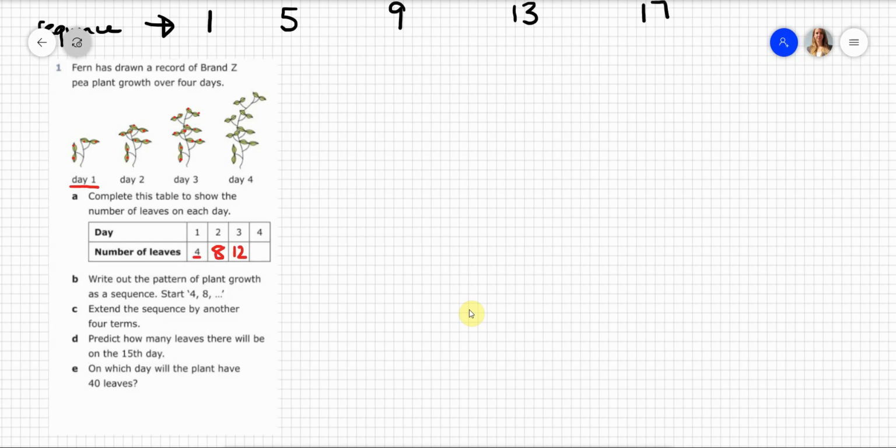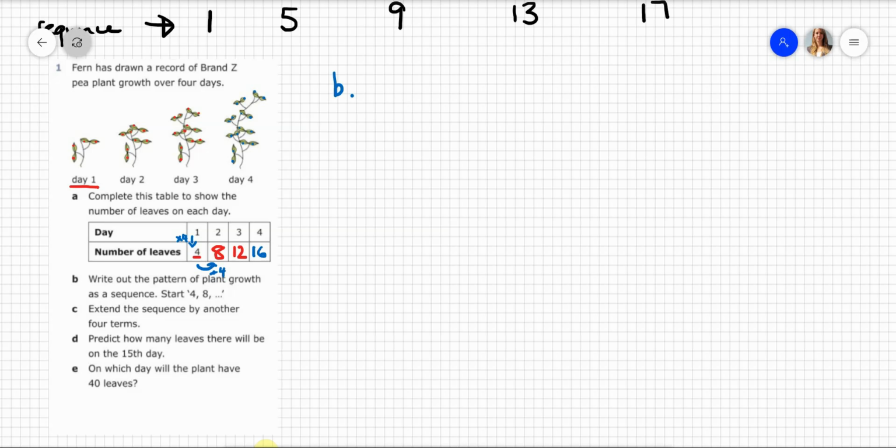Now, I am going to have a guess as to what number 4 is going to be. Because it looks to me like we take the day and we multiply it by 4, because 1 times 4 is 4, 2 times 4 is 8, 3 times 4 is 12. Or I can add 4 to each term. 4 plus 4 is 8, plus 4 again is 12. And so either way, I think this is going to be 16. 1, 2, 3, 4, 5, 6, 7, 8, 9, 10, 11, 12, 13, 14, 15, 16. And it is. So that is how we would complete the table for part A.